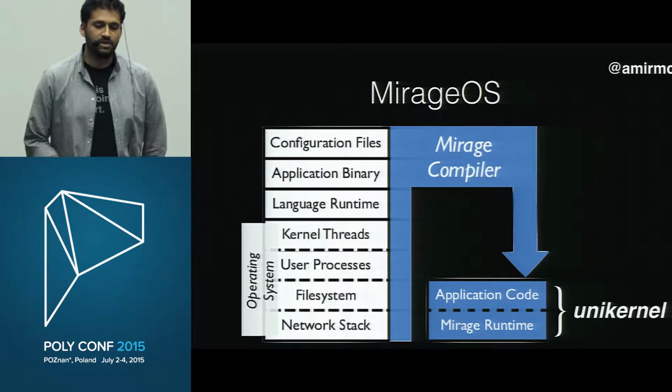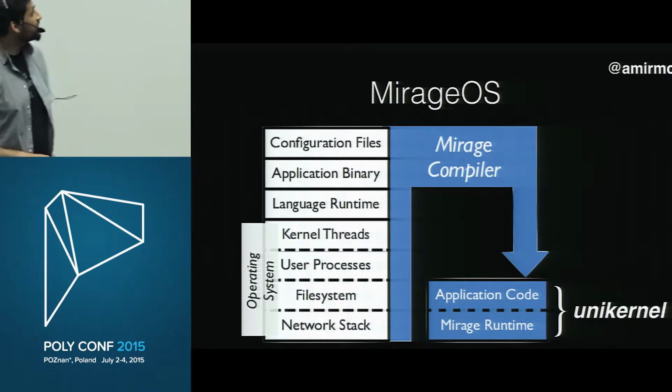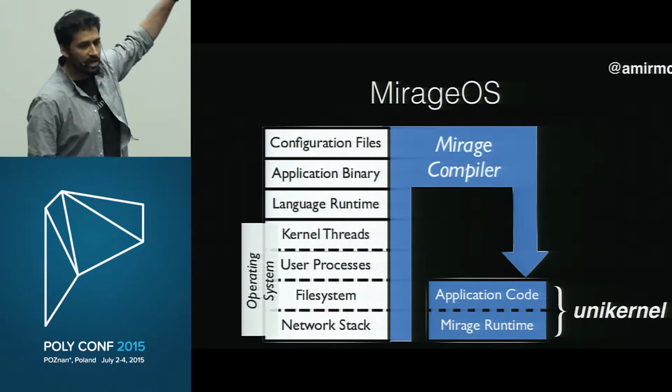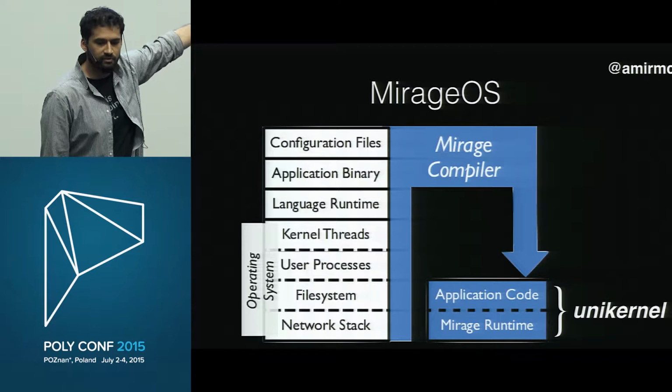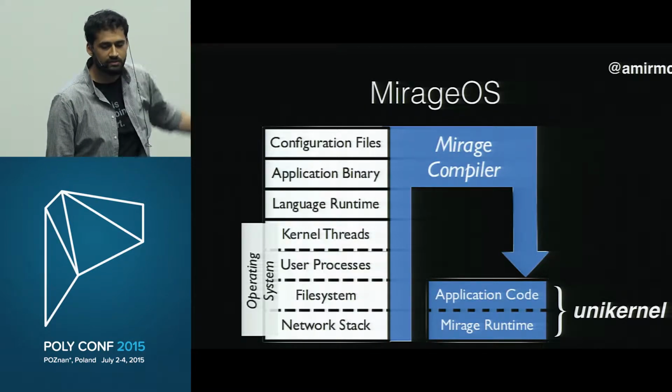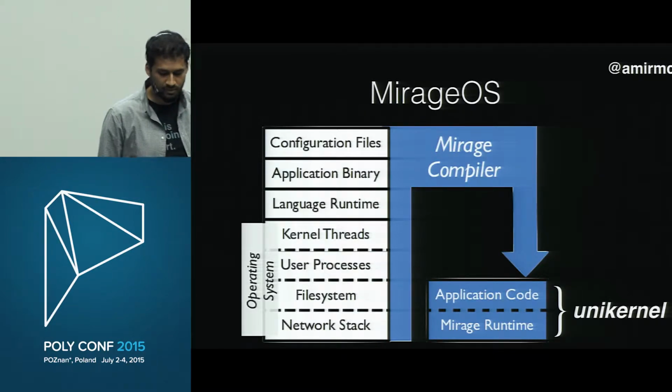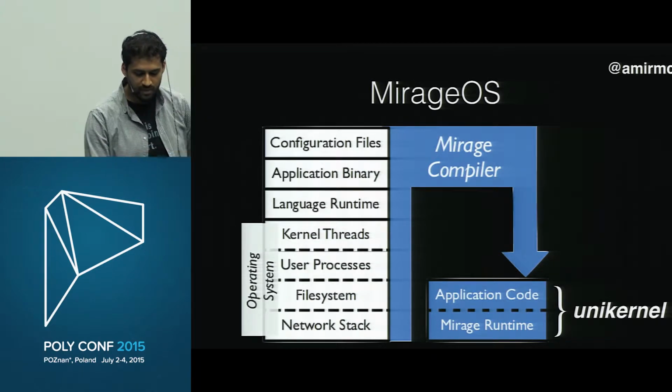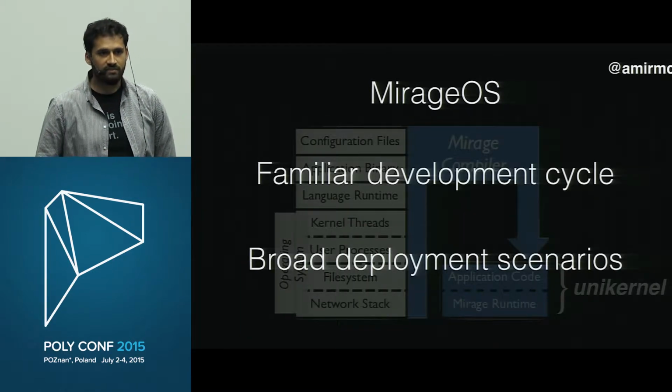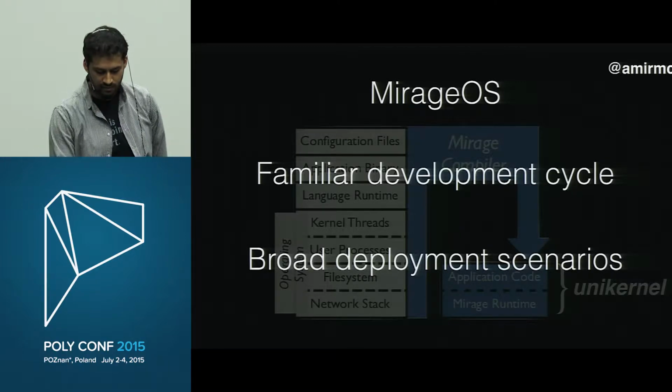This is essentially how it works. You take this giant stack of stuff, you run it through the compiler, and you produce that small pile of stuff at the end, which is the unikernel. And you can target this to essentially different backends. The important thing is the development cycle is familiar to you, but the deployment scenarios are still quite broad.